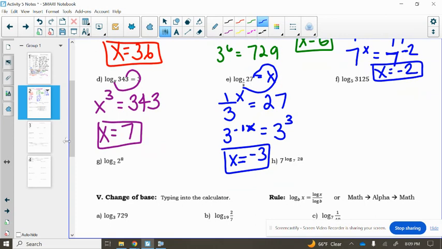Try number 5 on your own. You are figuring out what x is, evaluating that one. Try it yourself.